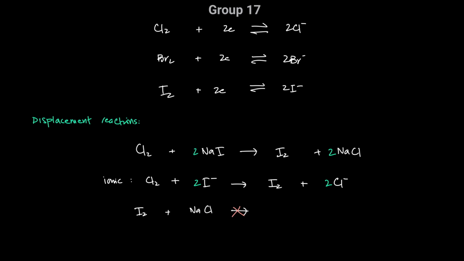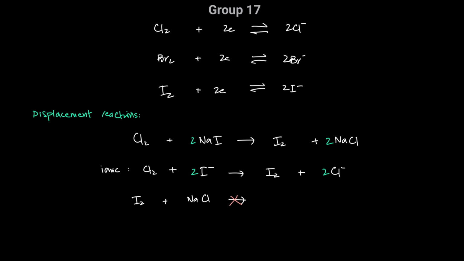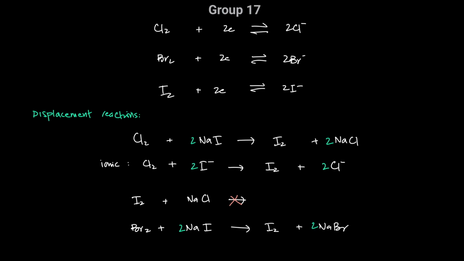Similarly, will bromine react with sodium iodide? Bromine will react with sodium iodide, because bromine is a better oxidizing agent than iodine, and iodide is a better reducing agent than bromide. So again, we'll have a displacement reaction where bromine will displace iodine from the salt. So we're going to have iodine plus sodium bromide, and we have 2NaI and 2NaBr. And the ionic equation for this is the following.